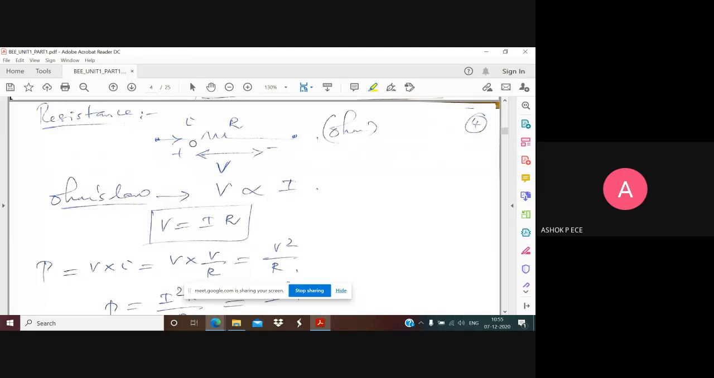Resistance is denoted this way in your circuits, and resistance will have a value of R. The unit of resistance is ohm. We represent ohm like this. I hope you're familiar with the representation. The current flowing through a resistance creates voltage. And this current direction is always important, because in a resistance, the current entering node is positive and the leaving node is negative. Please don't change this terminology.